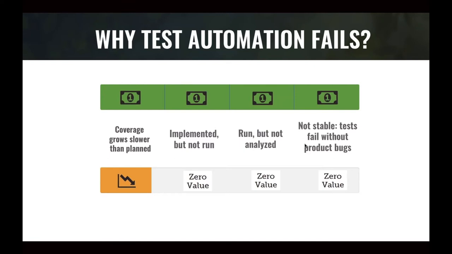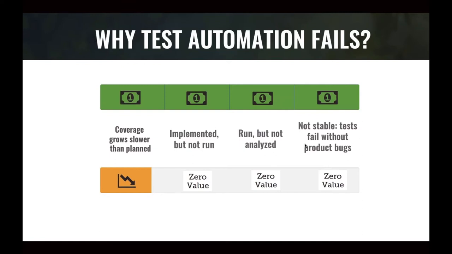So here are the most common issues with test automation visibility, not only in EPAM projects but on the vendor side as well. Sometimes coverage can grow slower than was initially planned, and usually it leads to failed expectations from the customer side. Sometimes test cases can be implemented but, for some reason, not included in a particular execution. In this case, you have invested money into the implementation but have zero value as a result. Sometimes they can be implemented and run, but not analyzed. In this case, you still invest the money but do not get the result.